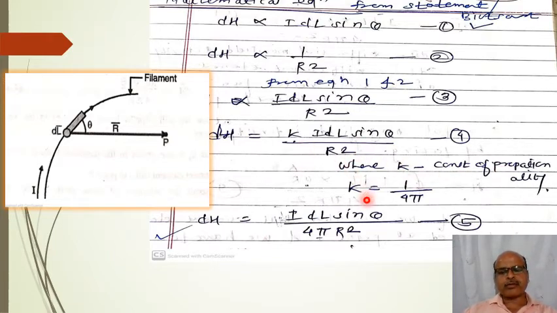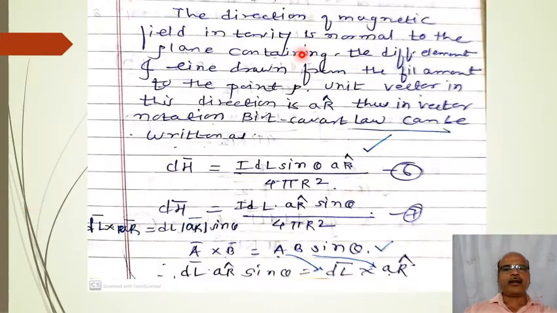As we know, the constant of proportionality k is equal to 1 upon 4 pi. So dH is equal to, putting the value of k here, I dl sine theta upon 4 pi r square. We'll get this equation. The direction of magnetic field intensity is normal to the plane containing the differential element and the line drawn from the filament to the point P. The unit vector in this direction is a_R cap.